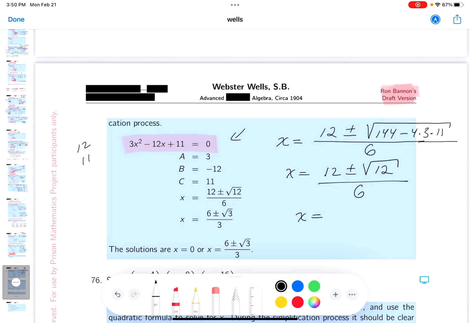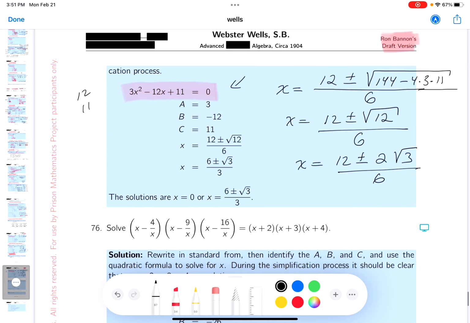What do you get next? 12 plus or minus, well, there's a 4 and a 12. The root of 4 is 2. We get a 3, and that's 6. What are you doing now? Divide through by 2. You get 6 plus or minus root 3. And then what do you get? 3. Are we getting that answer? Yes. By the way, I realize a lot of people don't like that guy. It's an easy one to check out.